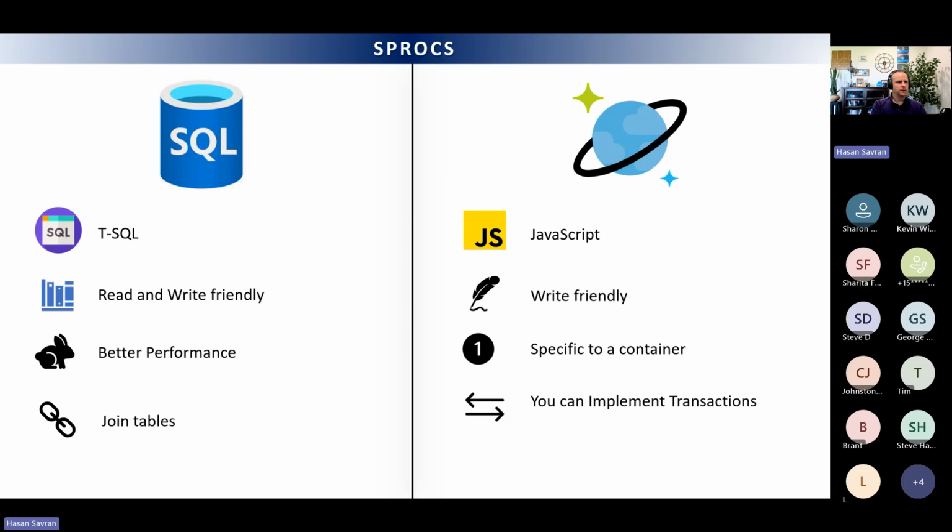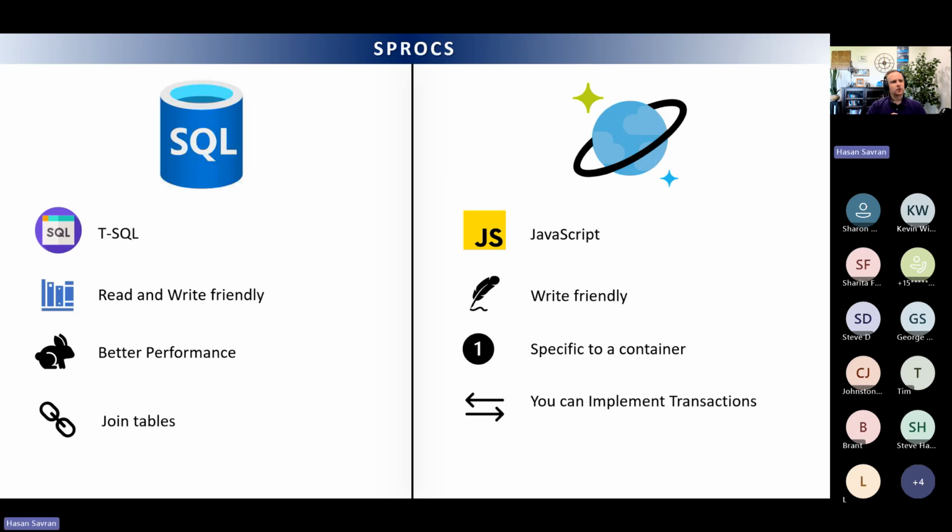All right, next one is stored procedures. Stored procedures are very popular in SQL Server. You need to know T-SQL. They are read and write friendly, so you can do both operations with no problem. They give you better performance because they cache query plans for you, so it works much better and faster. Also you can join tables, so they are not really specific to one table. They can work across different tables and databases, I guess, if you let them.